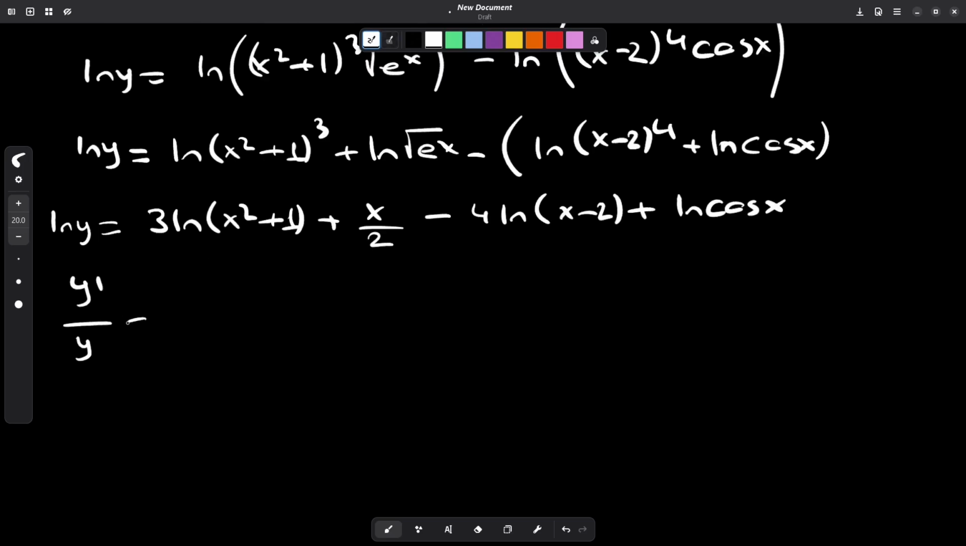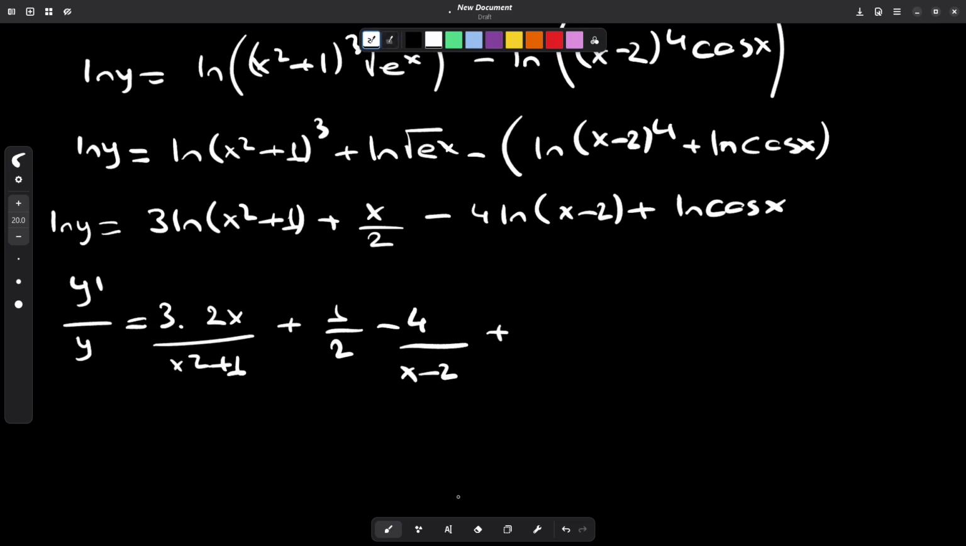Start differentiating. y derivative over y is equal to 3 multiplied by differentiate inside of this, 2x, over x squared plus 1, plus differentiate x over 2, 1 over 2, minus 4 times differentiate inside of this, 1, over x minus 2, plus differentiate inside of this, negative sine x, so therefore this is minus sine x over inside of this, cosine x.